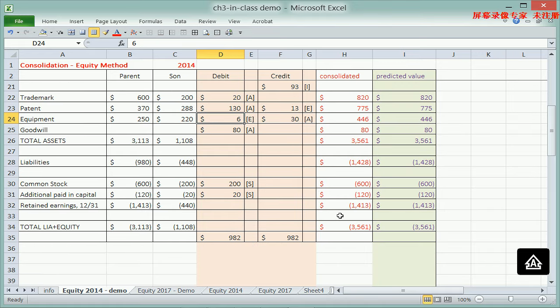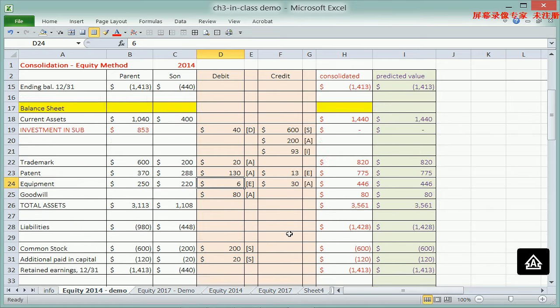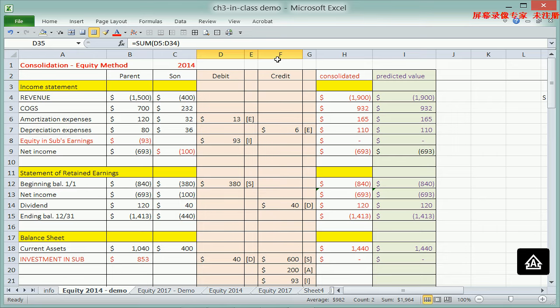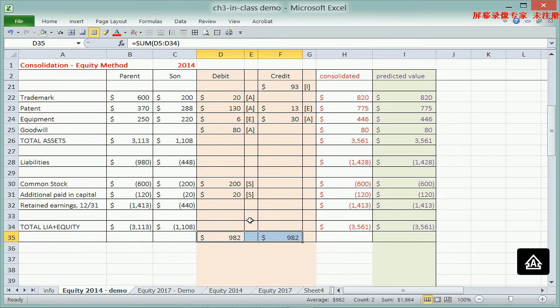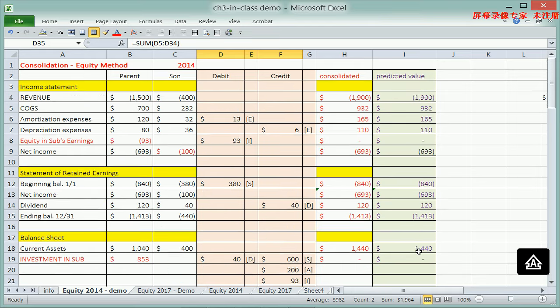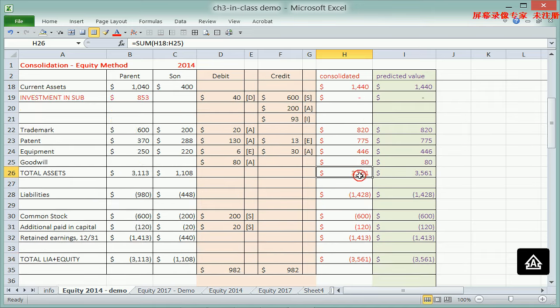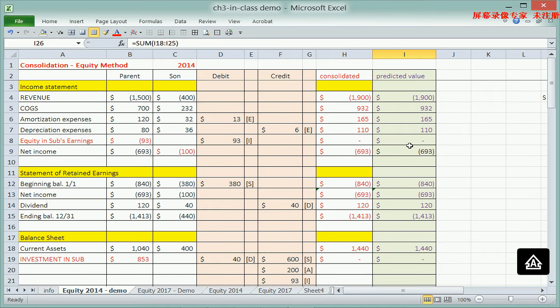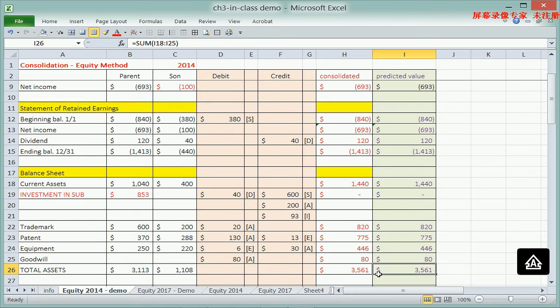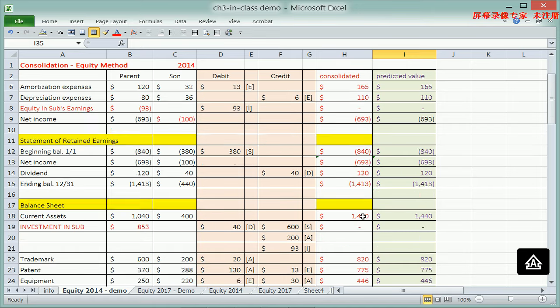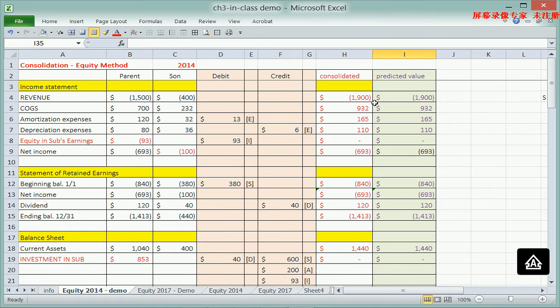So first, when I'm checking my debit and credits, I first check the sum of the two to see whether I forget a debit or a credit and didn't make them balanced. Second of all, I check whether my consolidated assets and liabilities are the same as my predicted number. So they are the same, right? You can see the mechanical way works because it mechanically makes our consolidated number the same as our predicted numbers.